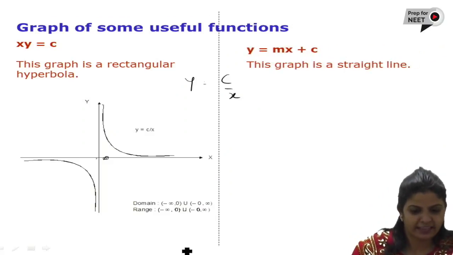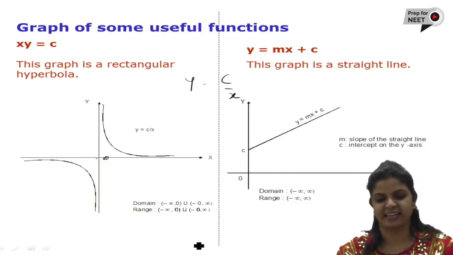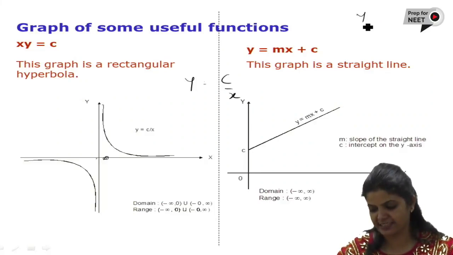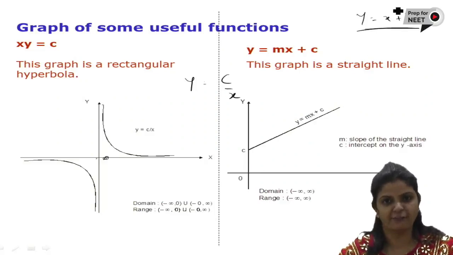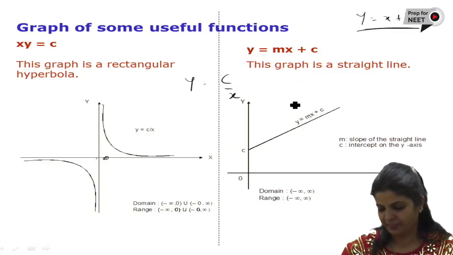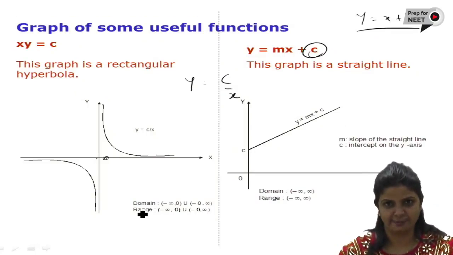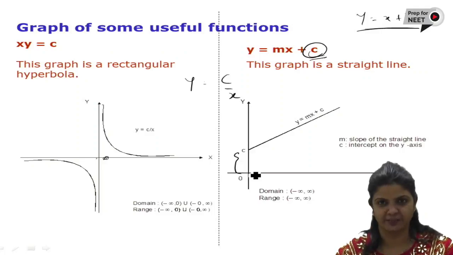Now look at the second equation, y is equal to mx plus c. This graph is a straight line graph. Just now I explained this, y is equal to x plus 5, right? So whenever you have a function in a similar form, that function will give you a straight line graph, right? So you can check it here. c stands for y-intercept, right?